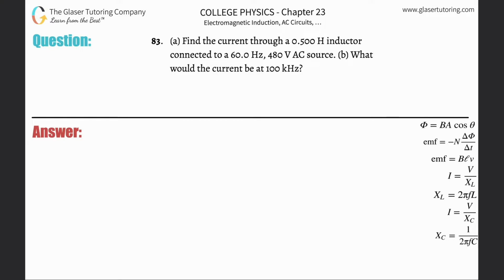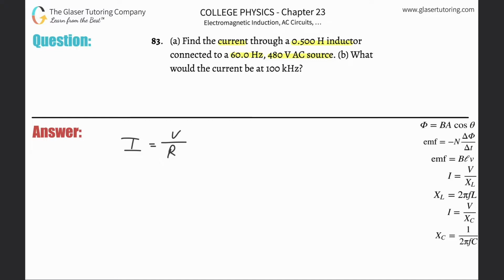Number 83, letter A: find the current through a 0.5 Henry inductor connected to a 60 Hertz, 480 volt alternating current source. We can actually apply a variation of Ohm's law here. Current will equal voltage over resistance.